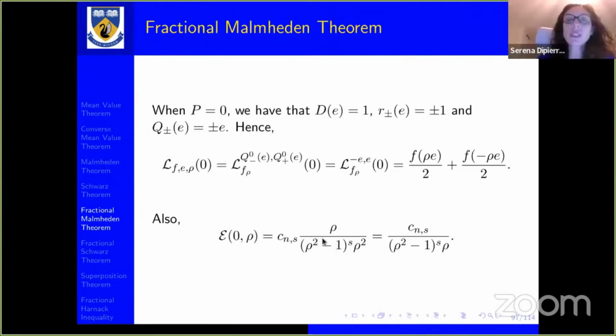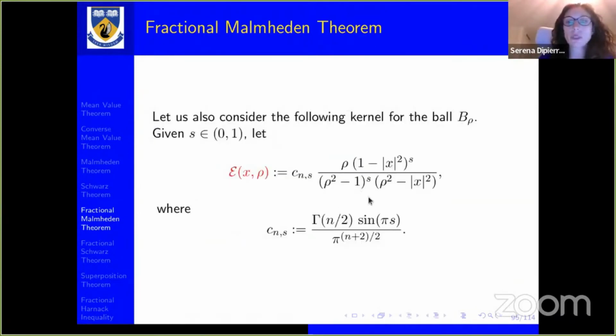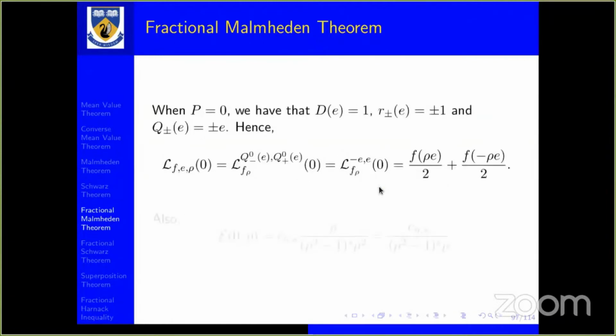And then this is really just taking x equal to 0 in the kernel that's written here. So you don't have this object here because this is 1 minus 0. And here you will have rho squared. So you will have a cancellation.